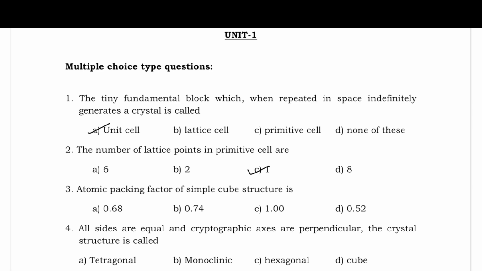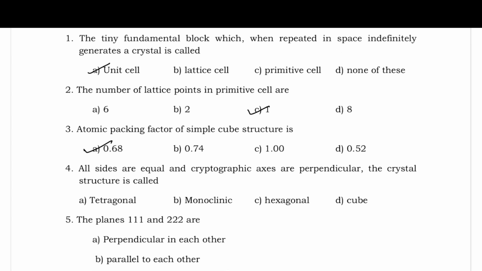Next, question 3. Atomic packing factor of simple cubic system is 0.68. Question 4. All sides are equal and crystallographic axes are perpendicular, then the shape is called a cube.